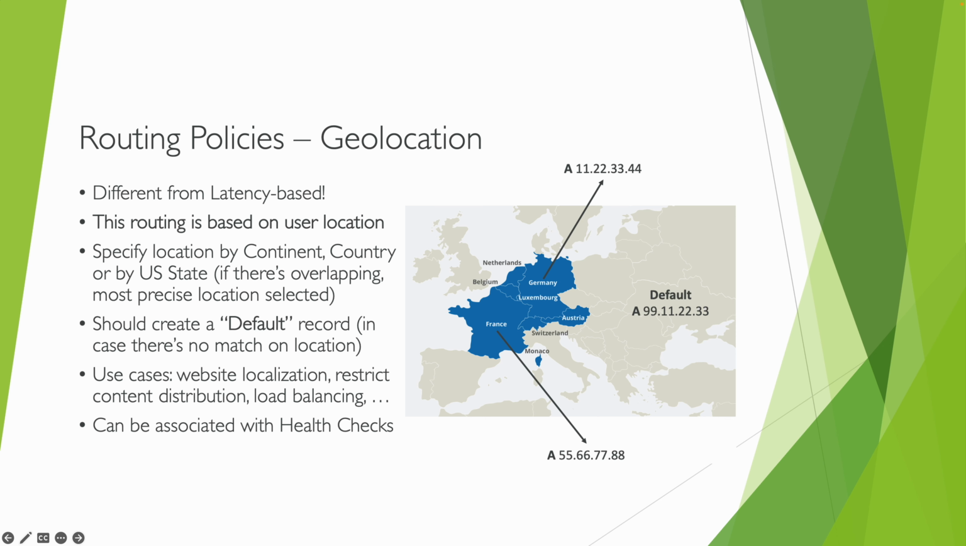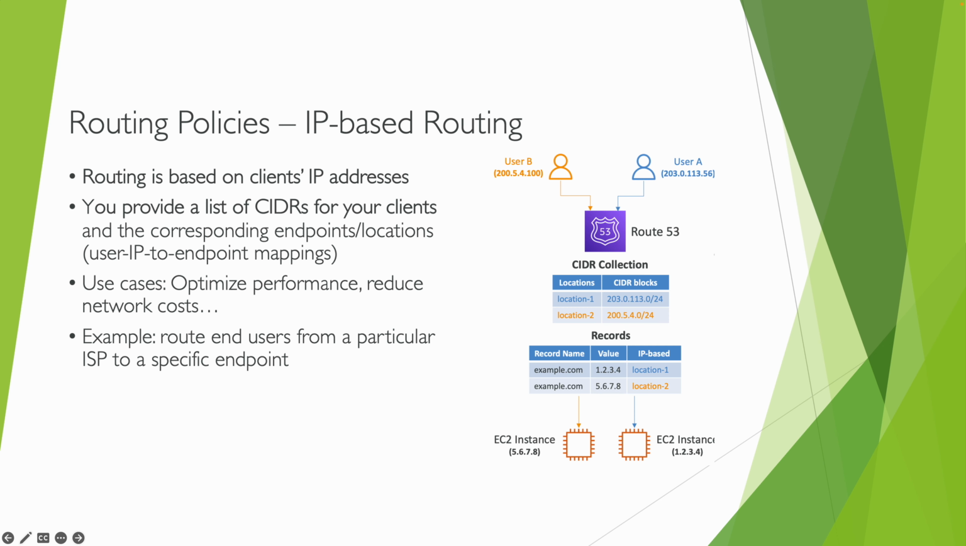And one more thing is IP based. Here we have a particular set of users coming with certain IPs. Say we have user A with a pool of IPs starting with 203.0.113, and other users B coming from 205.400.